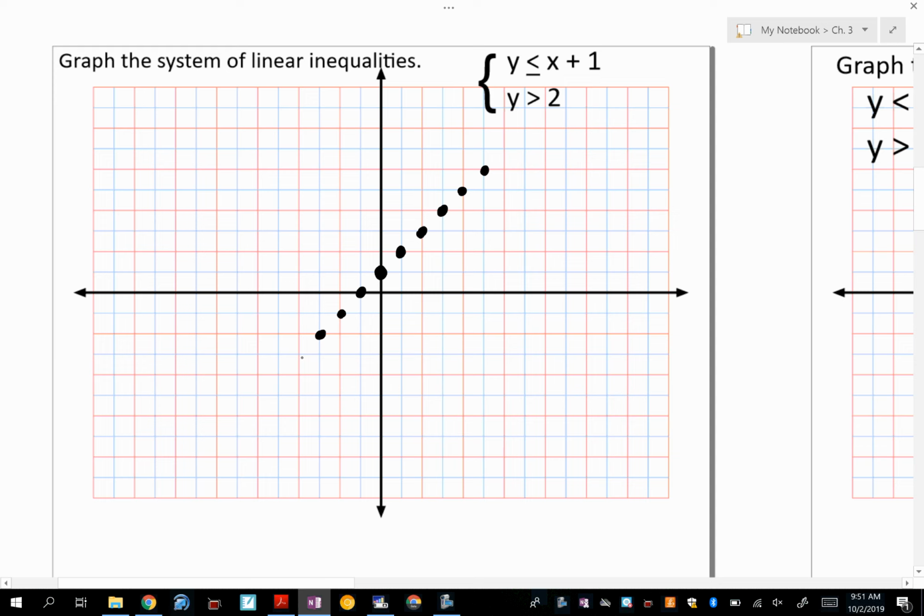Now you should have a ruler at your desk. So go ahead and make your line. Now be careful today, because today we have to check to make sure if it's going to be a solid line or a dotted line. So in this case, it is solid. So just be careful today.